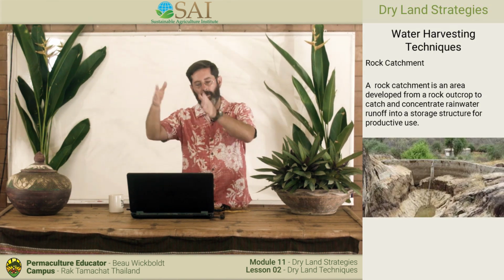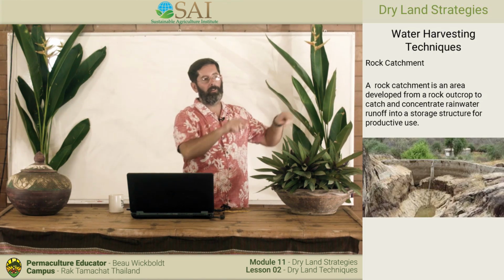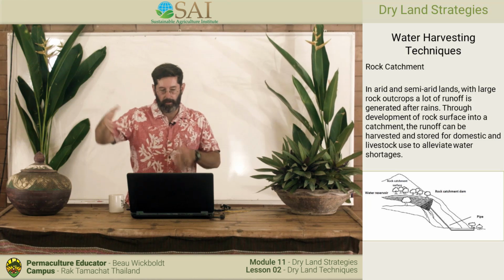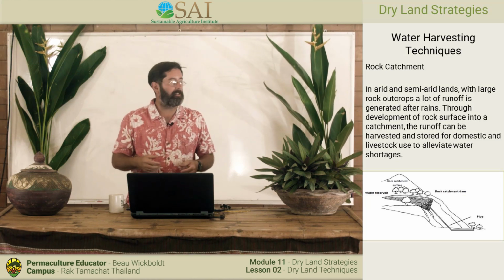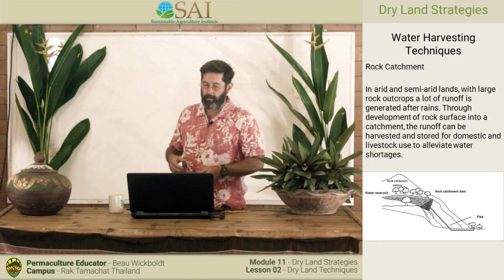So going down the wadi or gully, putting in lots of small dams, slowing down the overland water flow is a very appropriate strategy. In this instance, here's another example of that. In arid and semi-arid lands with large rock outcrops, a lot of runoff is generated after rains.